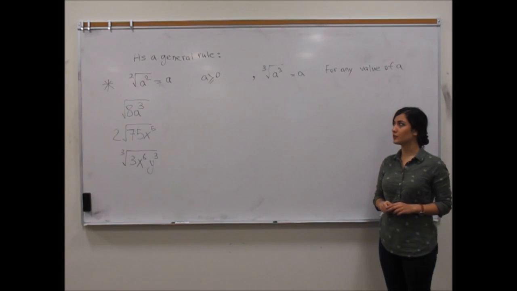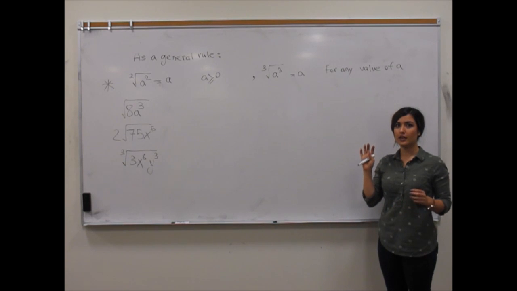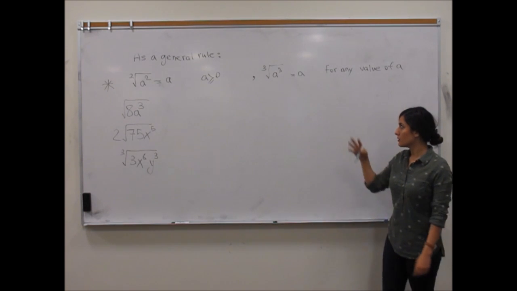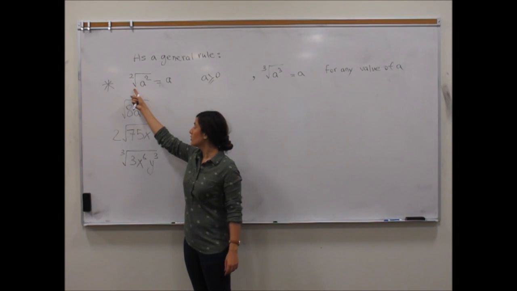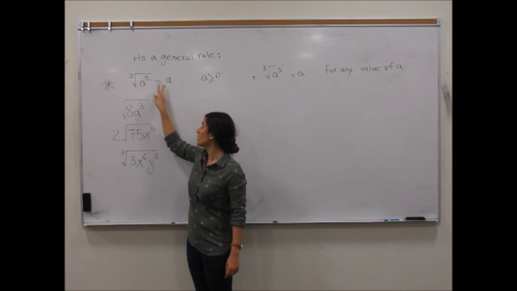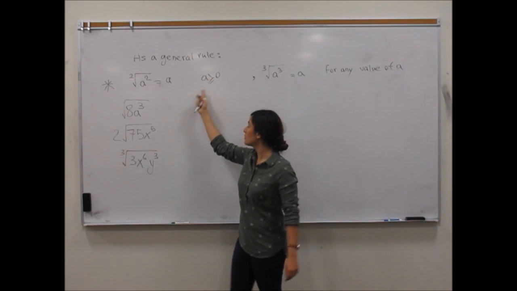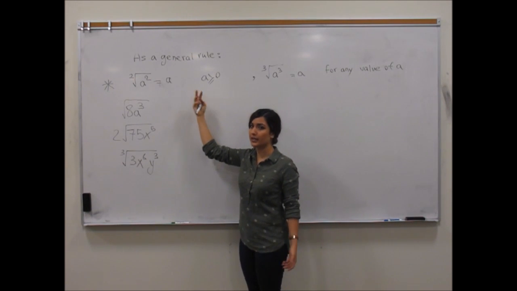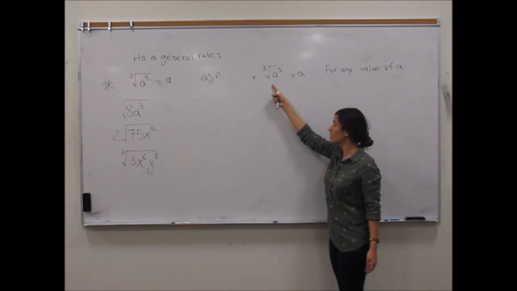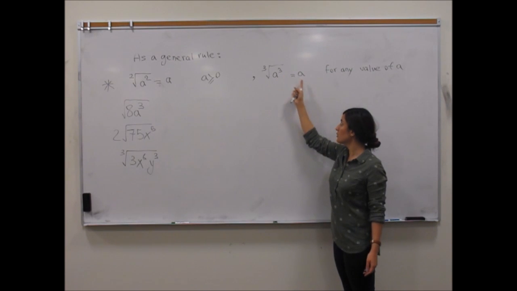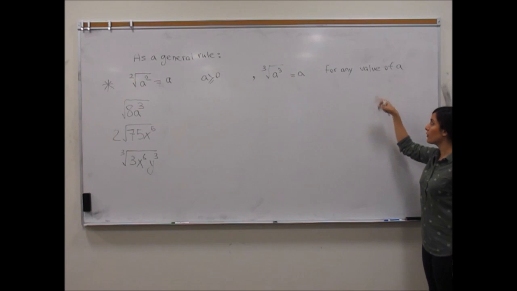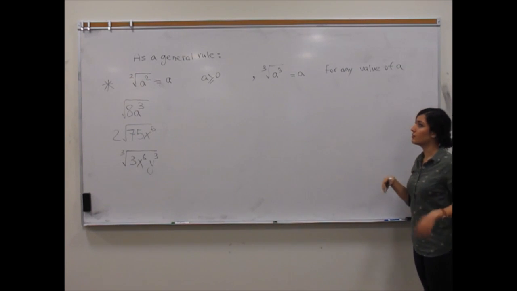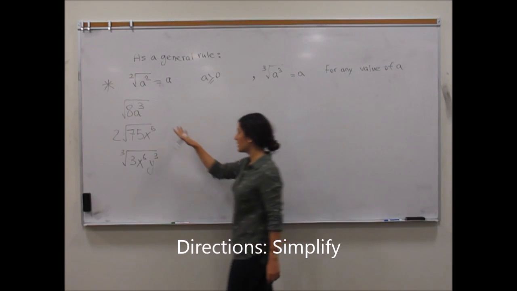Alright, let's simplify some radicals that have variables in them. Generally, we can say that when we have square root of something squared, that number comes out. But this is only when the number is positive, when the radicand is positive. And when we have a cube root of something that is cubed, that number again comes out of the radical. But this is for any value of a. It can be positive or negative.